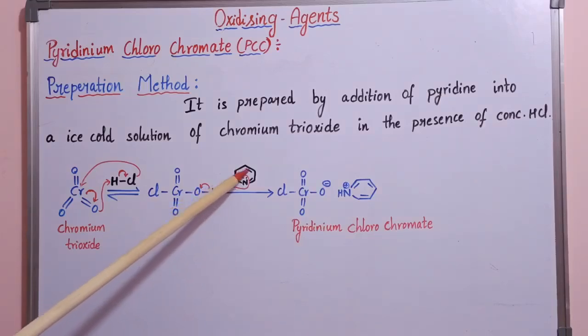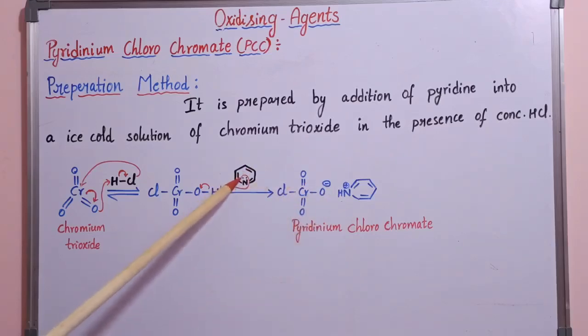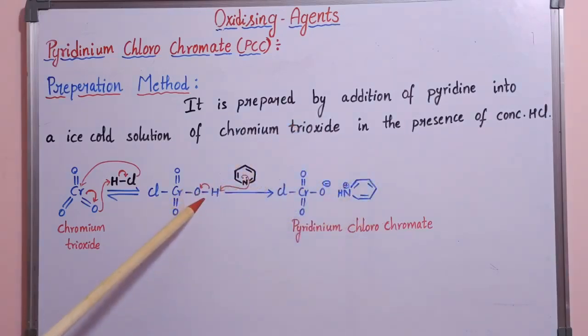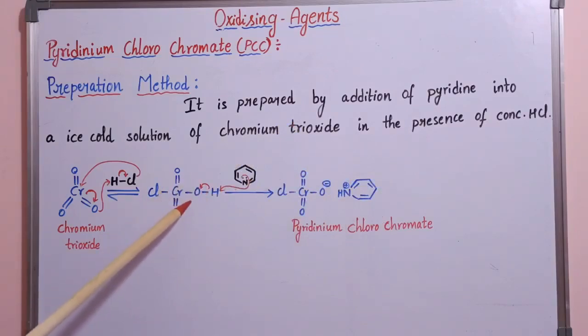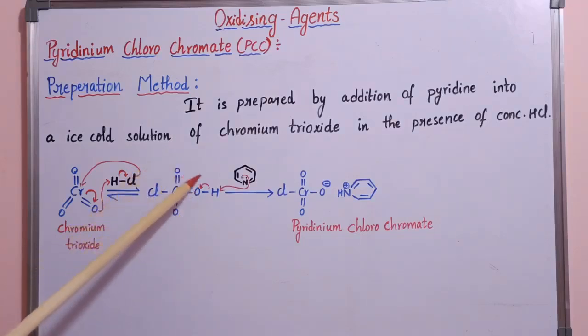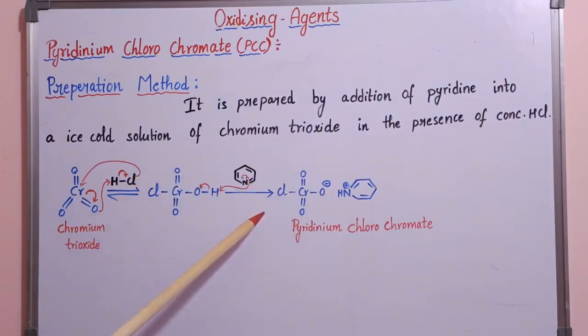Now the lone pair of nitrogen attacks this hydrogen and forms an N-H bond. As nitrogen donates electrons to hydrogen, it gets a positive charge. So with this, we are getting a pyridinium ion. As you are shifting the bond towards oxygen, oxygen gets a negative charge. So this forms a chlorochromate ion. The formation of these two ions in the structure makes pyridinium chlorochromate.